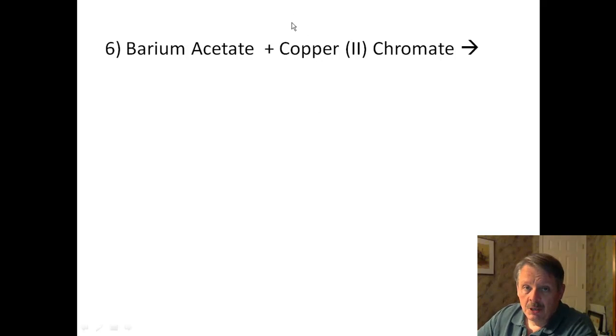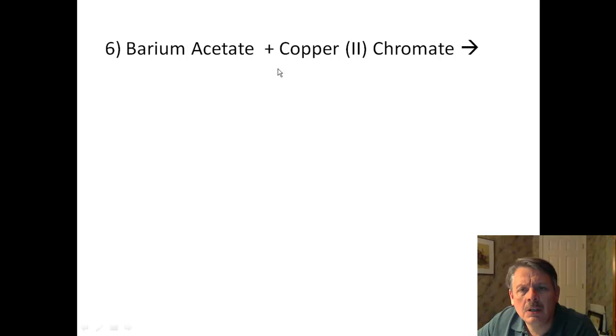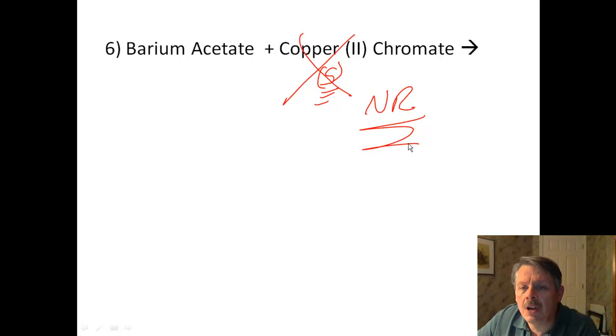Number 6 is barium acetate and copper chromate. If I remember correctly, barium acetate is aqueous, right? Anything that's acetate, barium acetate is aqueous. Cool. However, copper chromate, if I look at copper 2 and I look at chromate, copper 2 chromate is right there. Copper 2 chromate is a solid. Ooh, that's not good. A reactant is a solid. Can't happen. This reaction does not happen. So I can stop right there.